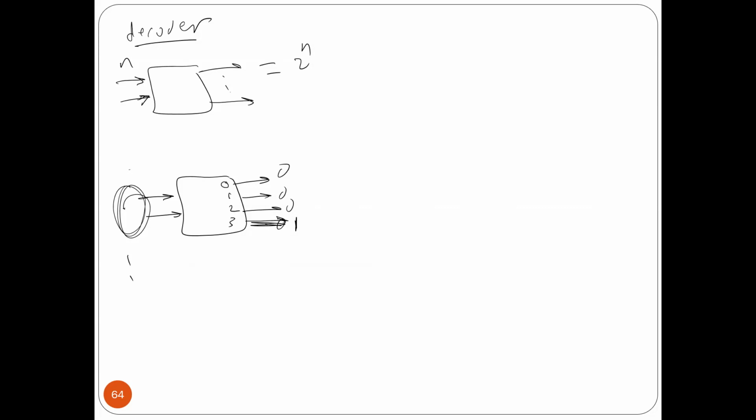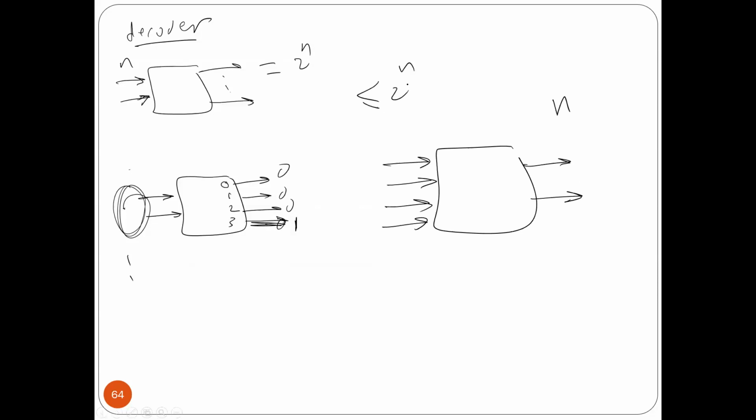Now I'm going to talk about the encoder. So decoder, encoder. The encoder is actually the opposite. Here the opposite means these will be inputs. If you have, for example, n outputs, then the input count has to be less than or equal to the power of n. It's the same thing, but it's going to be the opposite.